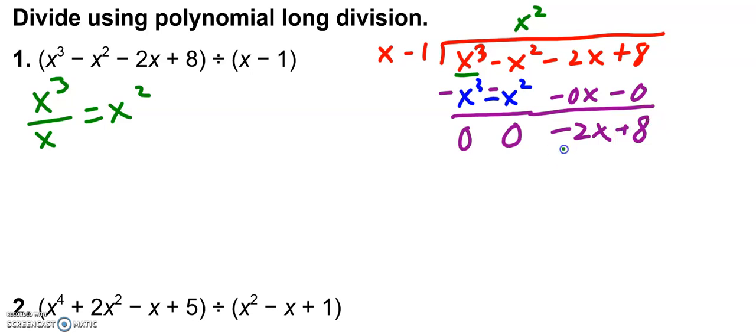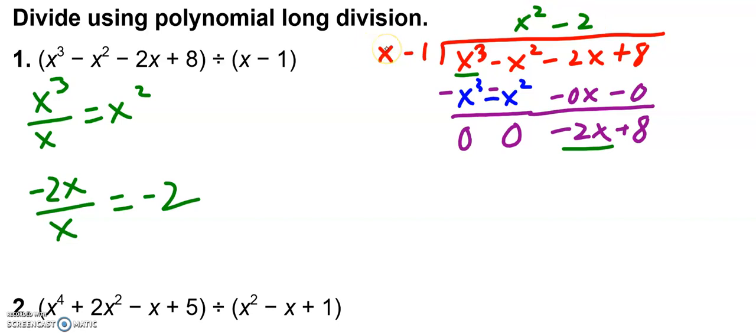Now we divide, so I'm going to do negative 2x divided by x, and that is negative 2. So I'm going to write minus 2. Now I'm going to multiply. Negative 2 times x is negative 2x. Negative 2 times negative 1 is positive 2. Now we're going to subtract again. So when I subtract negative 2x minus negative 2x, negative 2x plus 2x, that goes to 0, which is good. 8 minus 2 is 6.